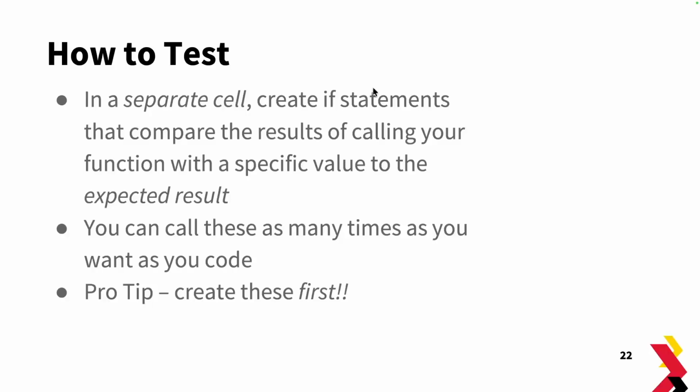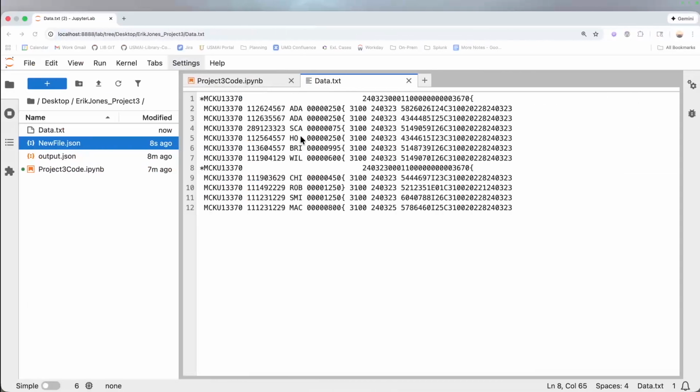So how do we test? In a separate cell, create some if statements that compare the results of calling your function with a specific value to the expected results for that value. You can call these tests as many times as you want as you code. Pro tip, create the tests first. You don't have to do that, of course, but it will make your life easier. It's called test-driven design. All right, so I will show you how to do something like that.